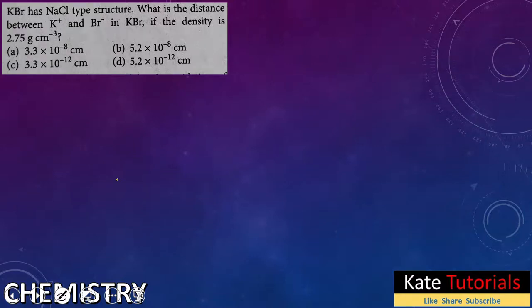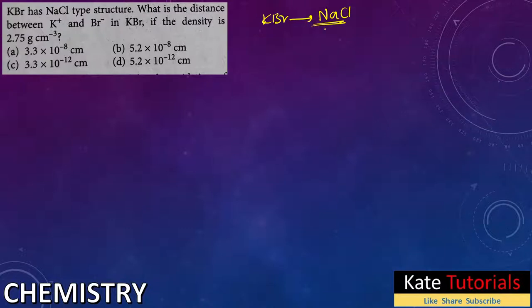So the question is: KBr has NaCl type structure. What is the distance between K plus and Br minus in KBr, if the density is 2.75 gram per centimeter cube? So they are told this KBr, potassium bromide, has the same structure as that of sodium chloride.